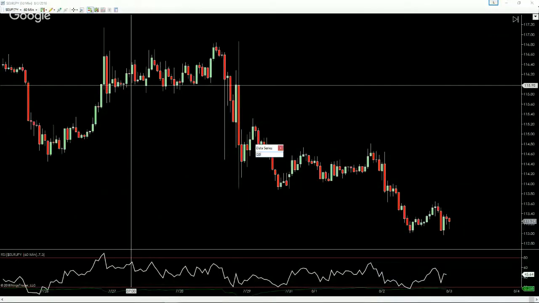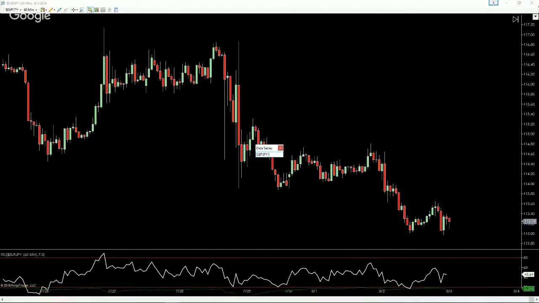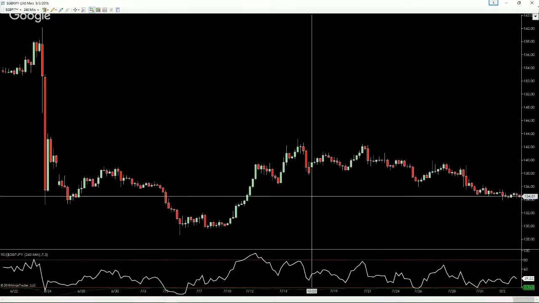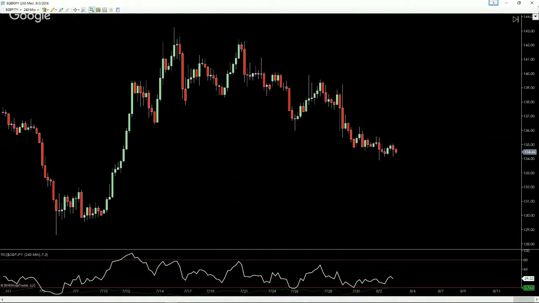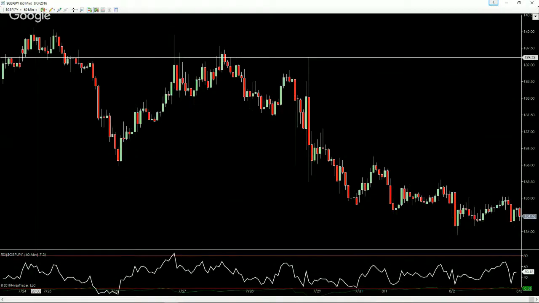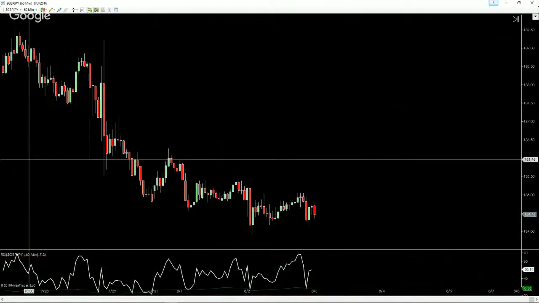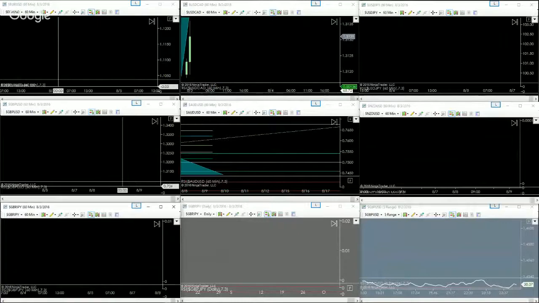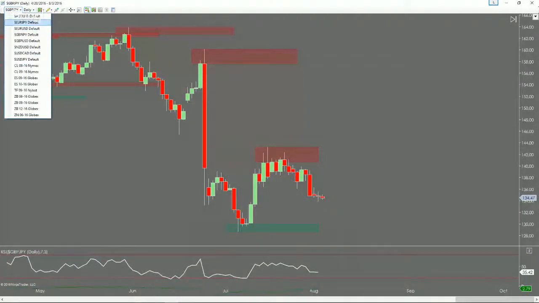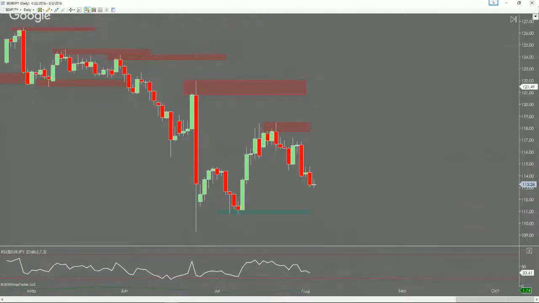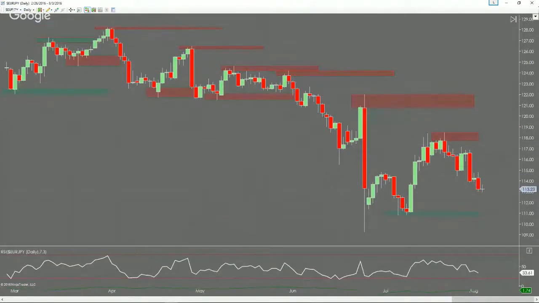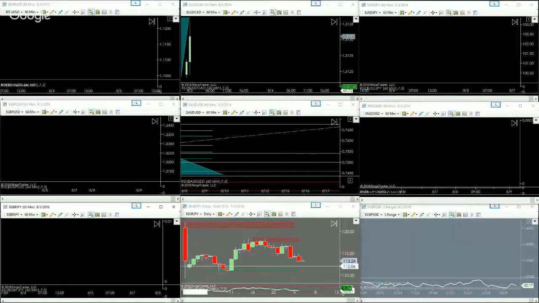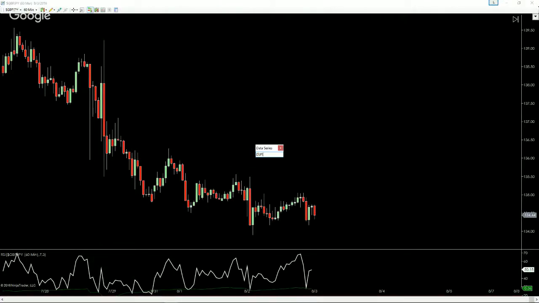Let's see, the 240. Nothing there. The 60. Nothing there. So let's go to the last one. Euro yen. Euro yen, about the same thing with that range that we have, but still far from both our points of support and resistance.